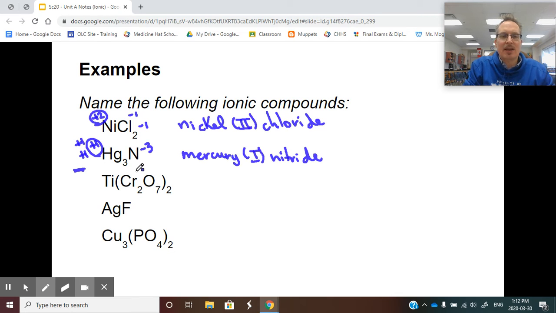This is dichromate. Dichromate has a charge of -2, but you'll notice I have 2 dichromates, so I'm going to have another -2. That means all the dichromate adds up to -4. I have 1 titanium, so what adds to -4 to make it equal 0? Well, that's going to be +4. So we are going to call this titanium 4 dichromate.